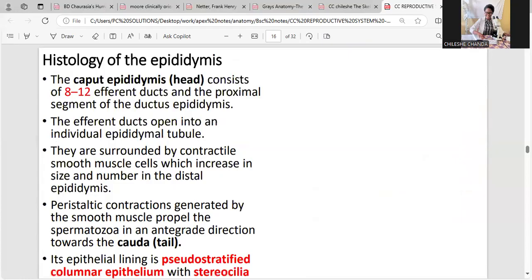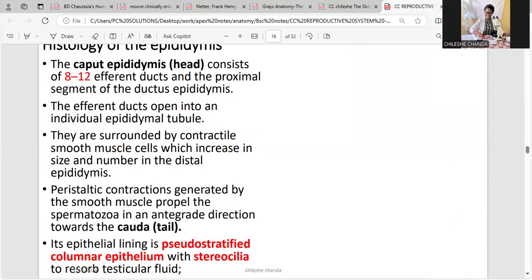Okay, so we're saying the head consists of 8 to 12 efferent ductules. We've already talked about that. And the efferent ductules will open into the individual epididymal ductule. All right. They are surrounded by contractile cells also, which increase in size and number as you go towards the distal part, meaning as you go towards the tail. There will be peristaltic contractions generated by the smooth muscle, and these will propel the spermatozoa in an antegrade direction towards the tail.